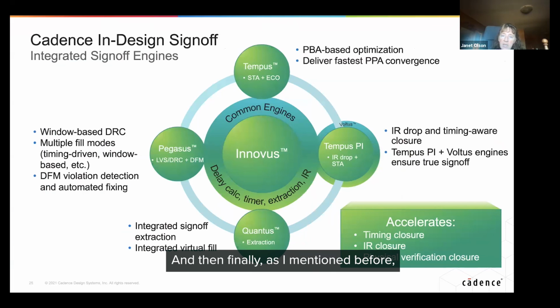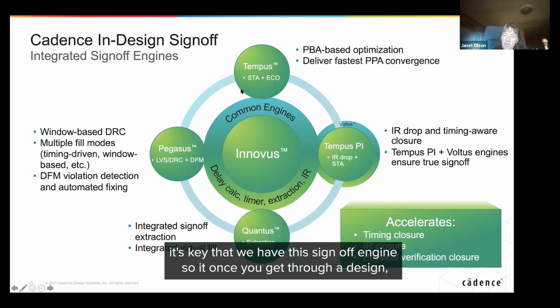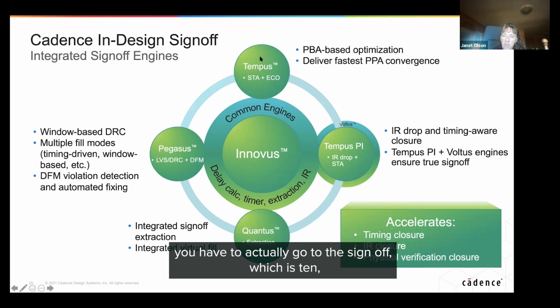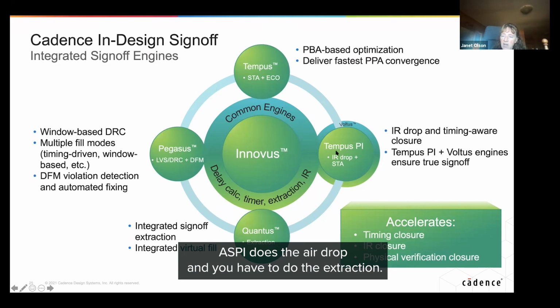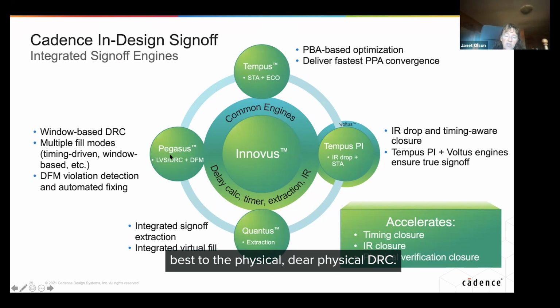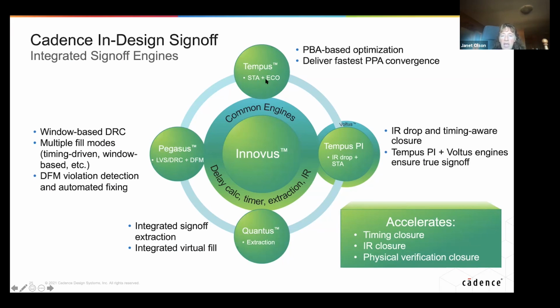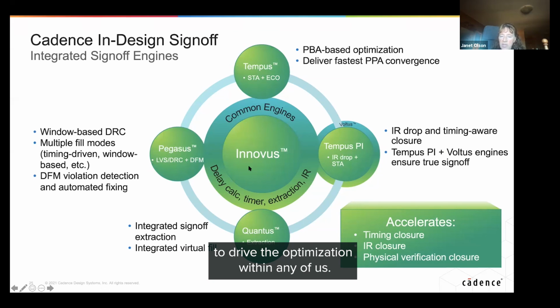And then finally, as I mentioned before, all the optimization needs to be understood. It's key that we have these sign-off engines. Once you get through a design, you have to go through sign-off. Tempest is our sign-off timing engine. Tempest PI does the IR drop, and you have to do the extraction. And also there's LVS and DRC, the physical DRC. All of these engines are actually used to drive the optimization.